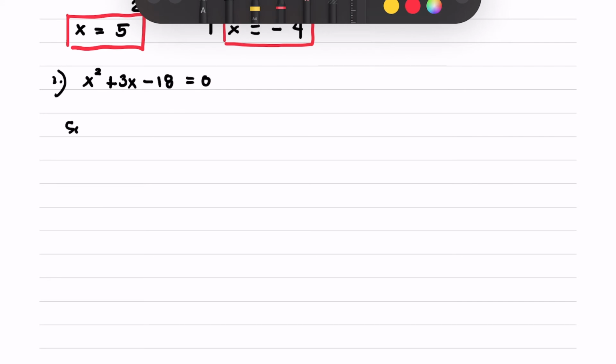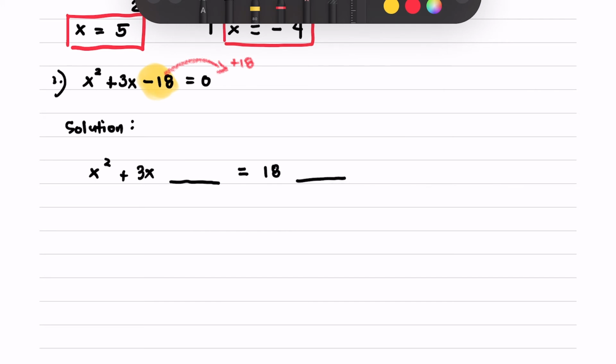We have x squared plus 3x minus 18 equals 0. So first thing na gagawin natin is to isolate the constant term. And the constant term is negative 18. So, lipat natin siya sa other side. So, we have x squared plus 3x. So, maglalagay ako ng space or line. And then, since ililipat ko si negative 18, magiging positive 18 siya. So, we have positive 18.